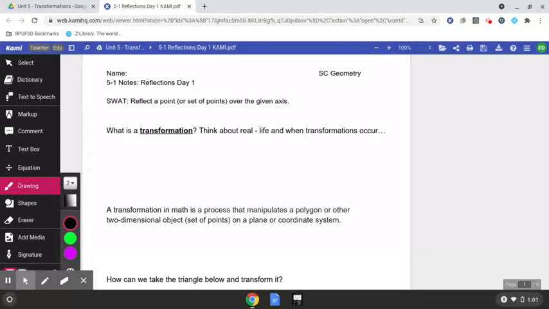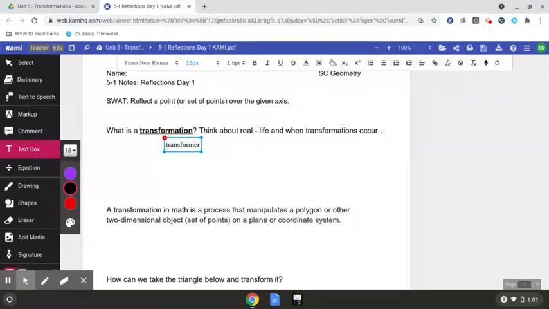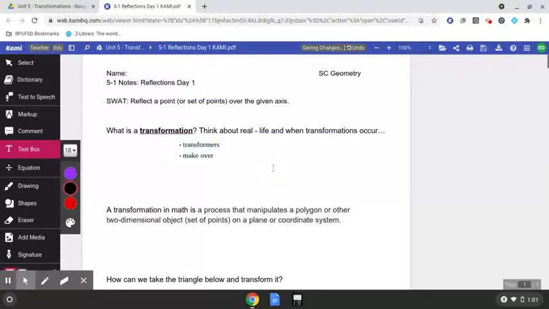So when we think of what is a transformation, I think about real life, or when transformations occur. I think of the movie Transformers, where the objects are kind of like changing into these robot looking things. Or I think about a transformation of a person, like a makeover, right? Those are two real life things that would work in terms of real life and transformations. So you're just changing or taking something that exists and moving it, making it different.